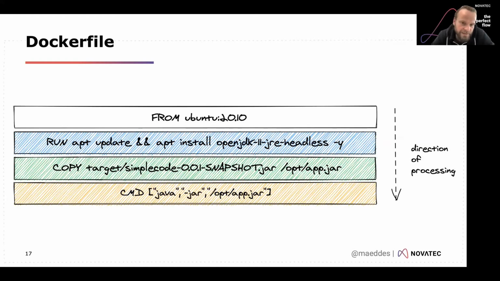So we can say we want a base image here. Basically, we read it from top to bottom. Then run an installation process of installing a JDK and all other necessary packages. Then we copy our application in. And then later on, we tell the image that whenever Docker runs that image, it should execute a command, like in this case, java -jar to execute that jar file.